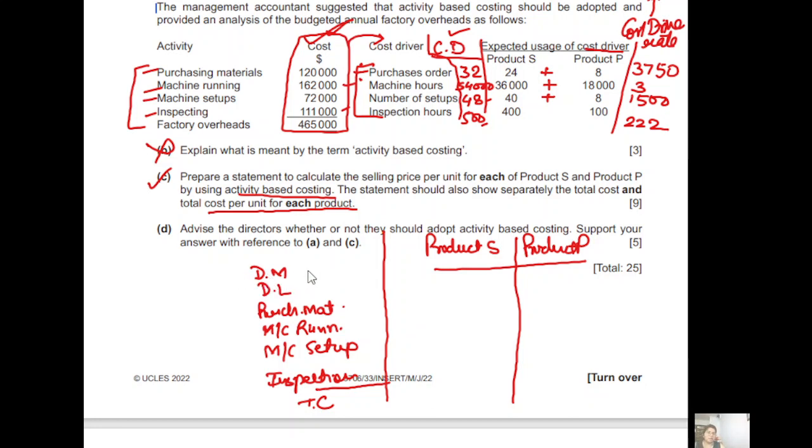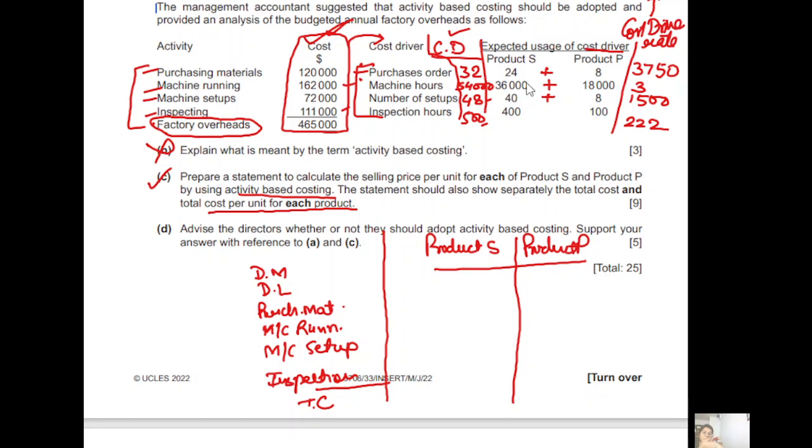Direct material, direct labor, then whatever your factory overhead. In this way they gave you a separate factory overhead of 465, which is given above. Now here they gave us all the detail of the factory overhead: in factory overhead we spend on purchasing material, on machinery running expenses, machinery setup expenses and inspection expenses also.